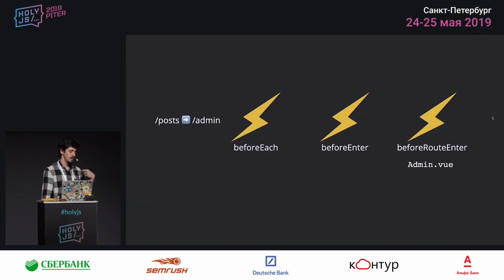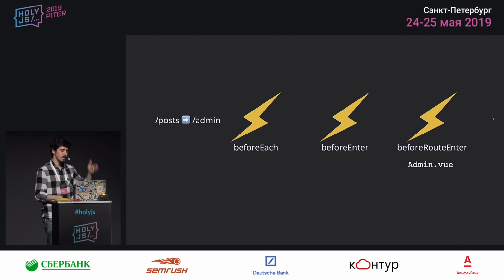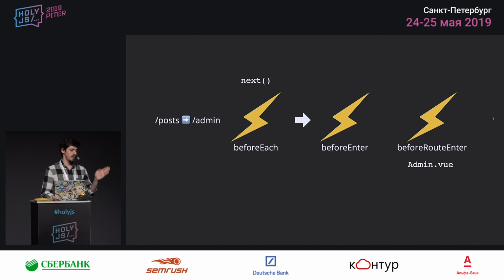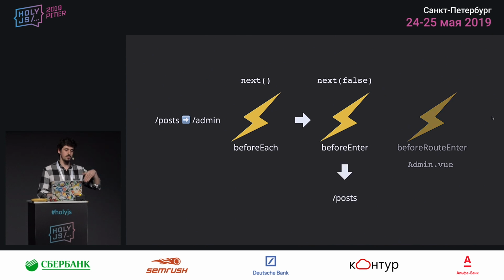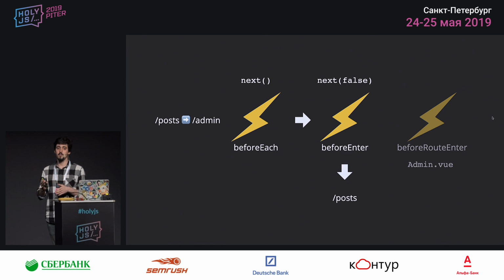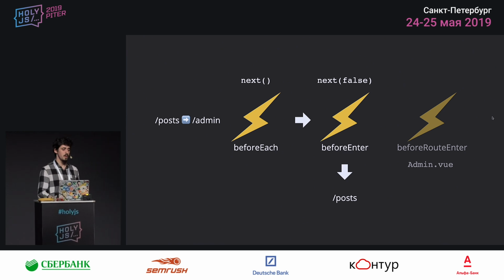The way they work is pretty simple, because it's just a series of asynchronous middlewares that can run anywhere. So if you are in post and you want to go to admin, let's say you have a beforeEach. In beforeEach, you call next. So it's going to validate. It's going to go to the beforeEnter of the record, and it's going to say, no, you're not authorized. So we say next(false), and we just drop and we stay on post. And the admin view file will never be fetched. There will be no network request.